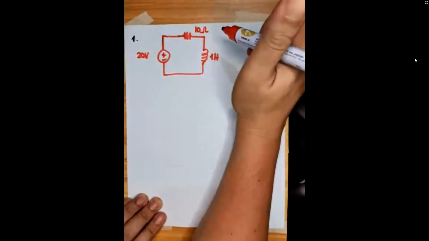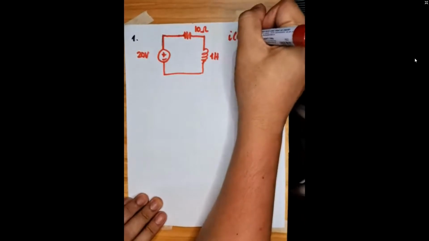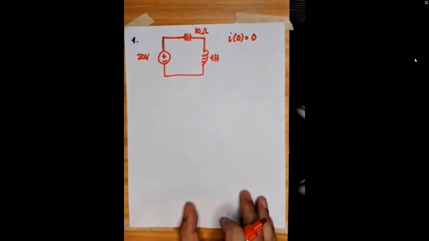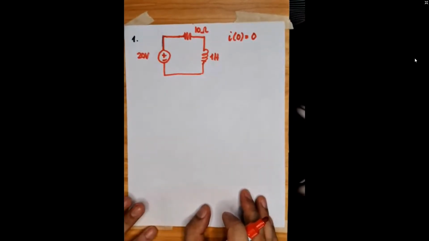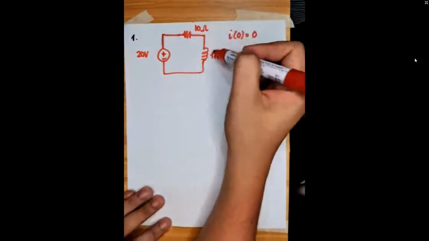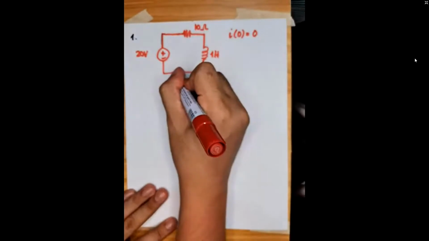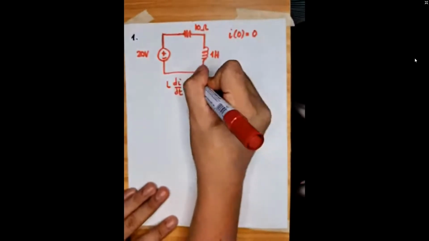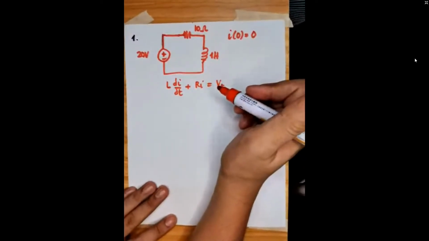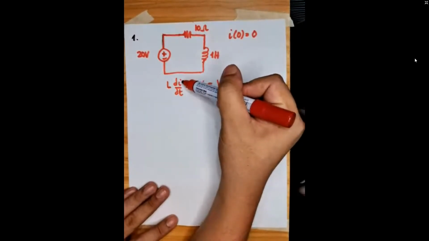So we have a condition: when t is 0, the current is also 0. Determine the current at any time t. This is just a combination of a resistor and an inductor. What's our formula? L di/dt plus Ri is equal to V total. Since the question asks for current, not charge, we'll stay with current.